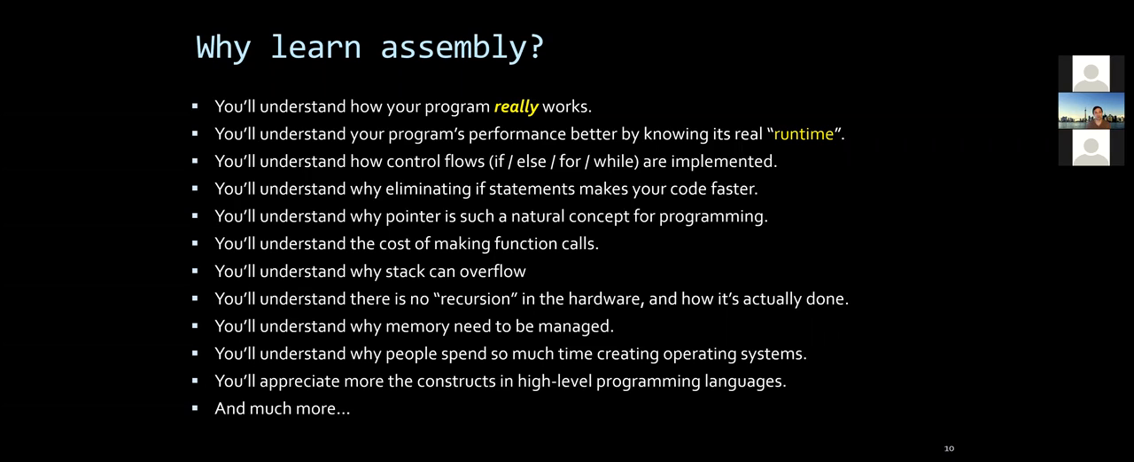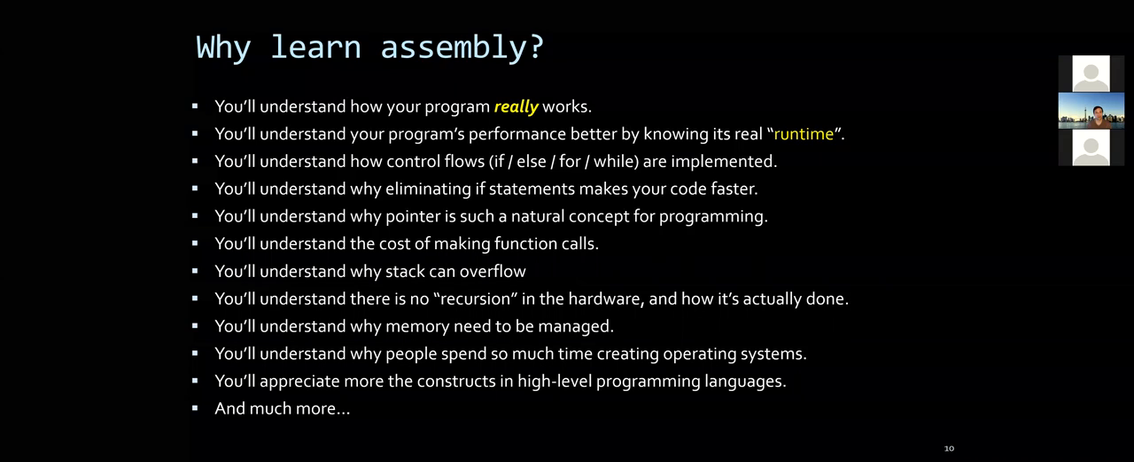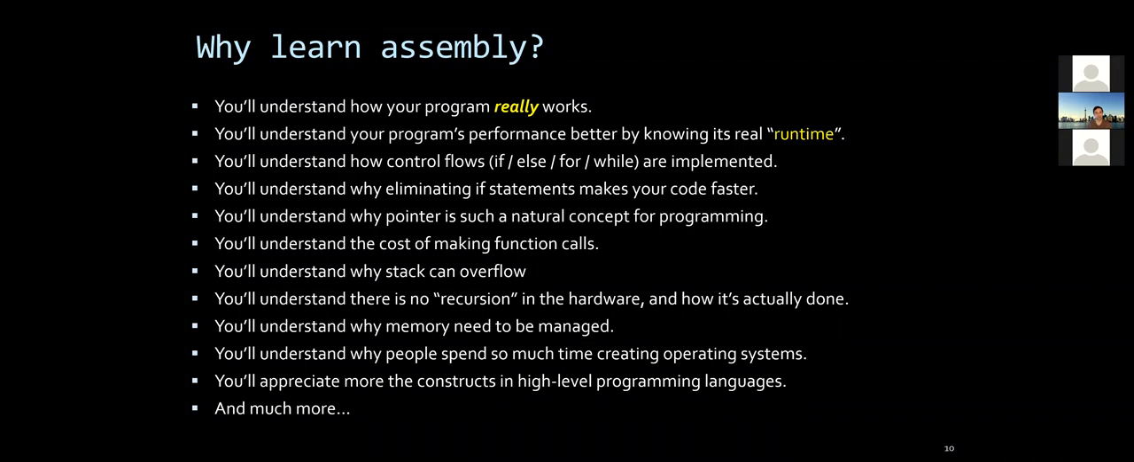You understand there is no real recursion in the hardware and how it's actually done. So some mathematical abstractions that you learn from theory classes don't exist in real hardware. Like there is no real type. The float types we use are all actually fixed precision, really. They don't represent the real mathematical value, right?